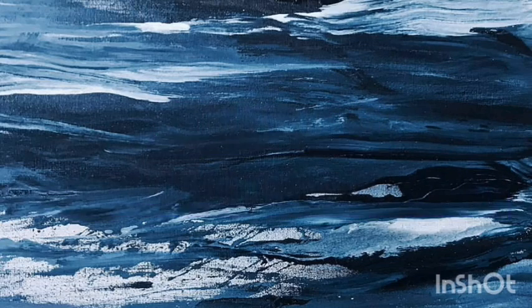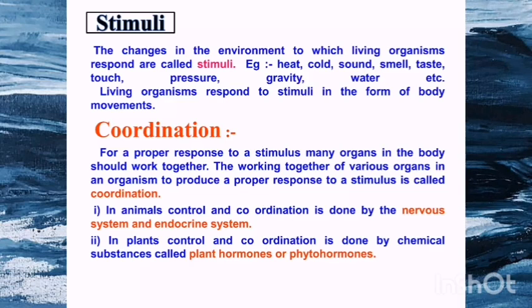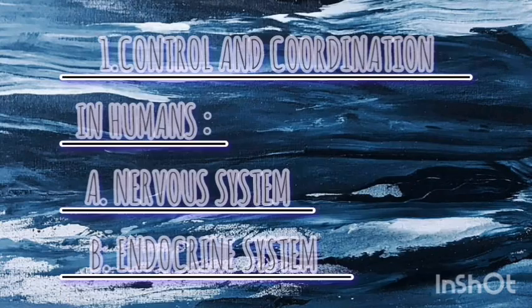Let's get started. First, two key terms. A stimulus is any change in the environment, like heat or light. A response is the reaction of an organism to that stimulus, like moving your hand. The body's job is to control the response and coordinate the body parts. That's control and coordination.